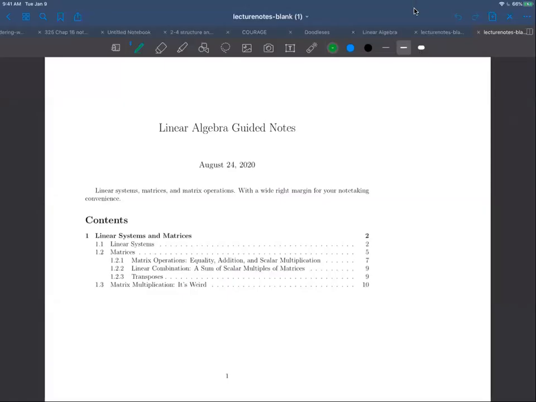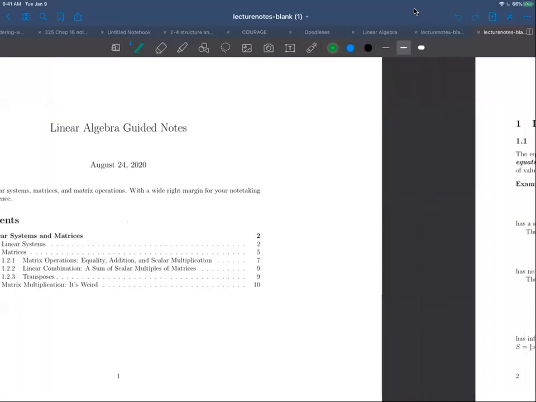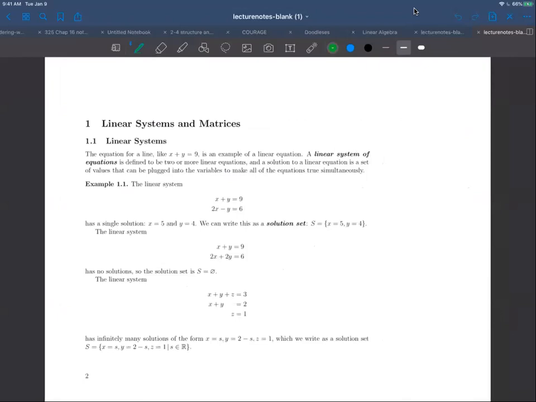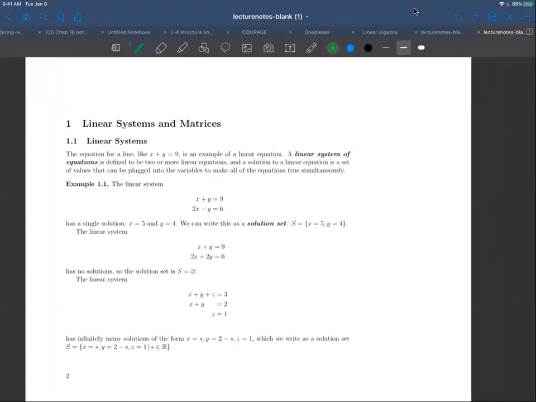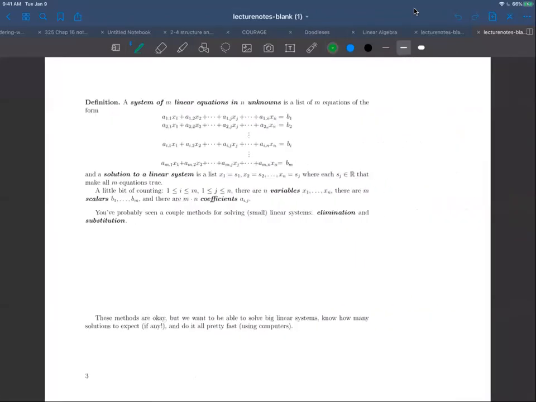Hey everyone, I am going to talk a little bit about section 1.2, which is a section about matrices in our textbook and our course. As you see, I've pulled up the linear algebra guided notes, and I'm going to be writing right on top of these to give a little bit more context for these. All right, so we talked about linear systems a little bit, and I fixed some typos that I found in this section, but we can scroll past those.